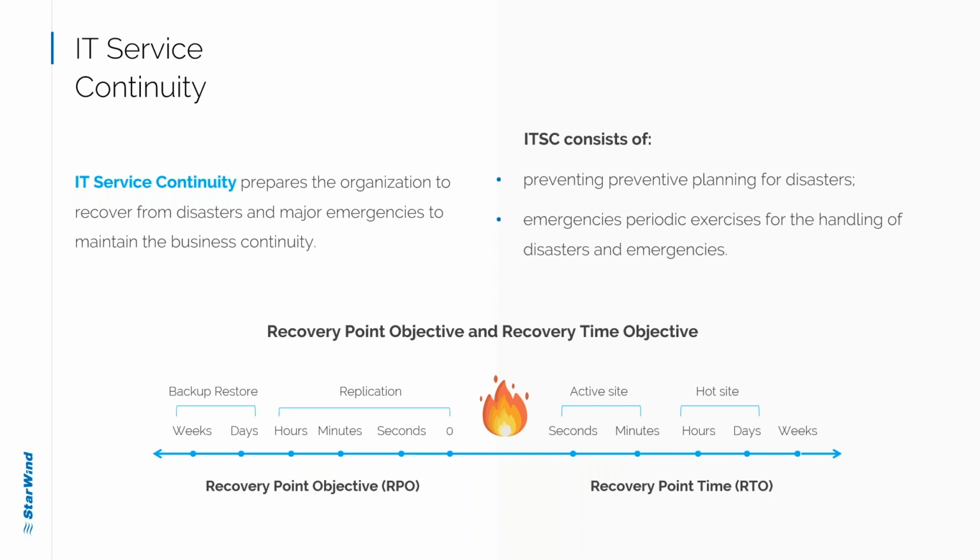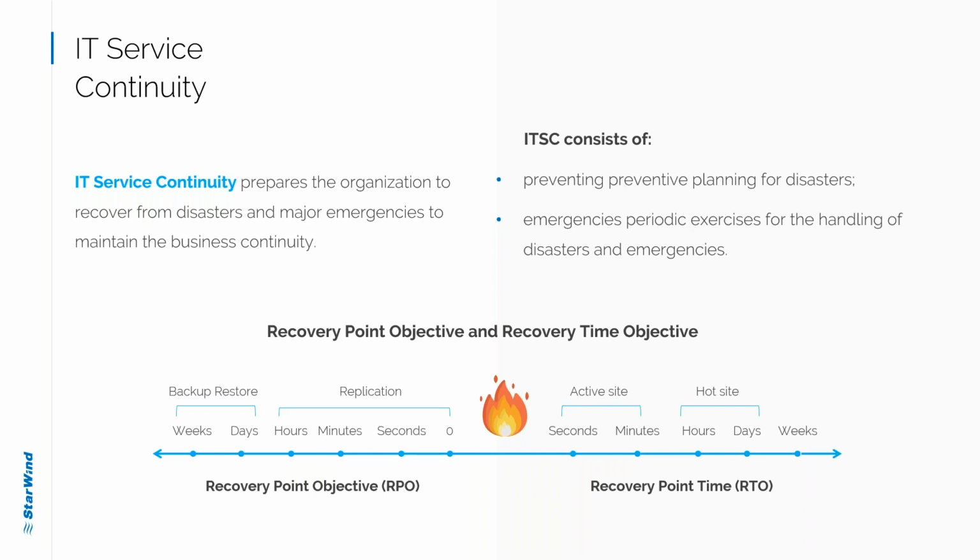IT service continuity operates with two major metrics: recovery point objective and recovery time objective. Recovery point objective is the measure of the maximum acceptable data loss recorded by time, or the maximum allowed age of the data when recovering a system. RPO is measured from the time the first transaction is lost or from the time the hosting services become unavailable.